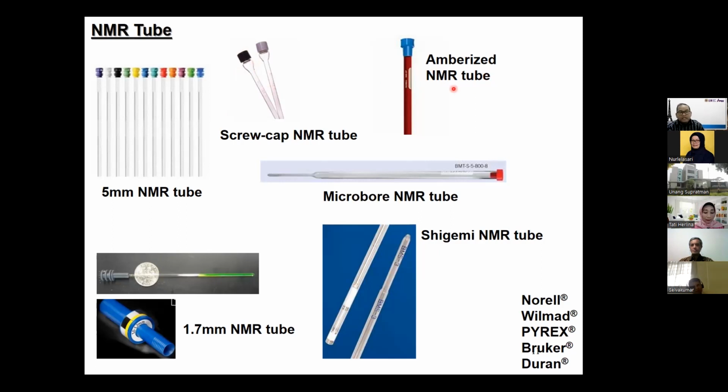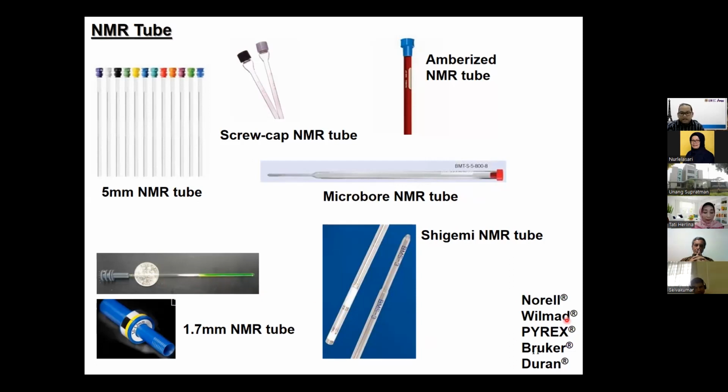An amberized NMR tube is usually used for compounds that are sensitive to UV. For micro bore NMR tubes, what I can say is around 1.5 mm to 3 mm NMR tubes. This is the Shigemi tube. And this is a 1.7 mm NMR tube. Very small. It's very tedious, very difficult to put the samples in, but it's possible.